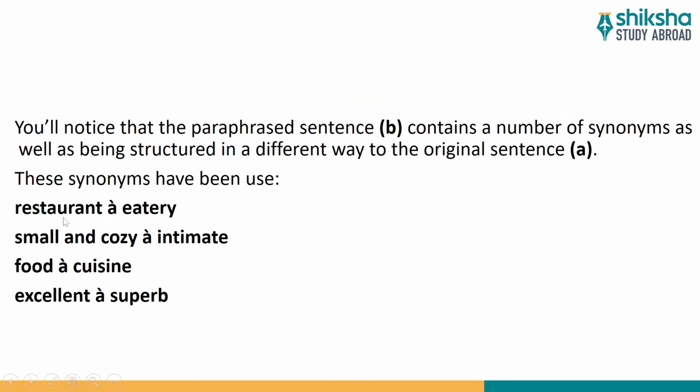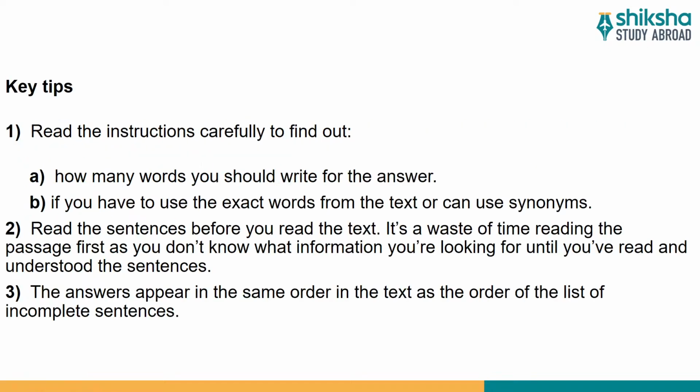What are those? So the restaurant became an eatery. Small and cozy became intimate, food became cuisine, and excellent became superb. So these are a few basic changes which happened in option B. This is how you need to look for the synonyms in your reading text while finding the answers.